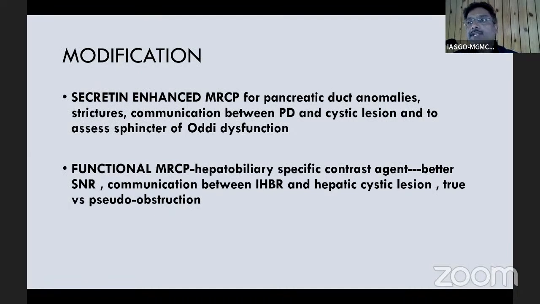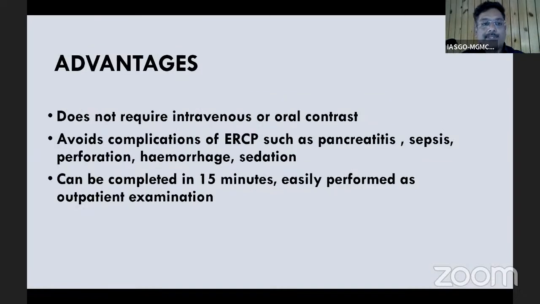There are a few modifications available nowadays for the MRCP. One is secretin enhanced MRCP, which is done for evaluating pancreatic duct anomalies like small strictures, and to confirm whether there is any communication between the pancreatic duct and any cystic lesion lying in the pancreatic parenchyma or in the nearby peripancreatic areas. Functional MRCP is done after injecting a hepatobiliary specific contrast agent. It has a better signal to noise ratio as compared to the normal MRCP.